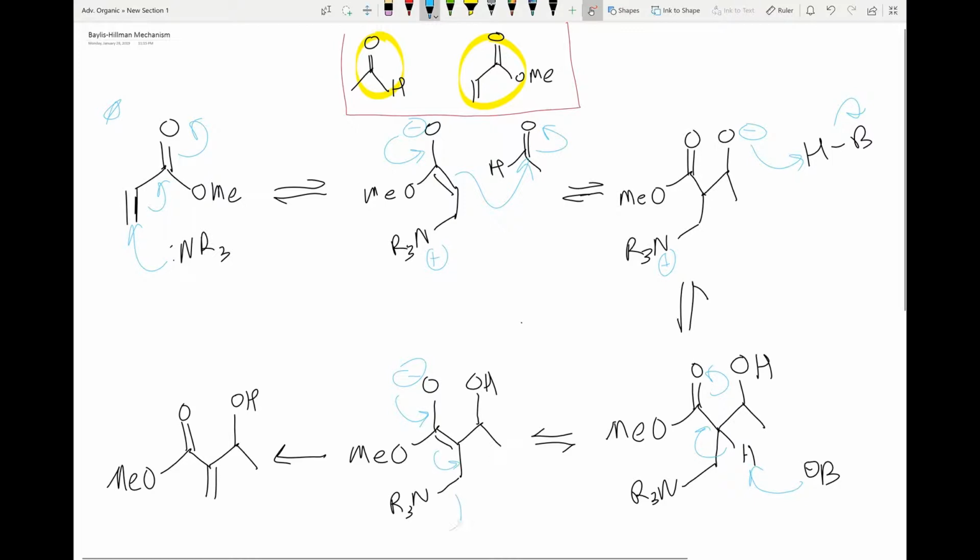Swing down, which kicks that onto the positive amine. Forgot it over here, my bad. Swings that up, and we get our final product, which has the alcohol where the aldehyde used to be, and our double bond still there. So that's the mechanism. Let's look at a predict the product problem.